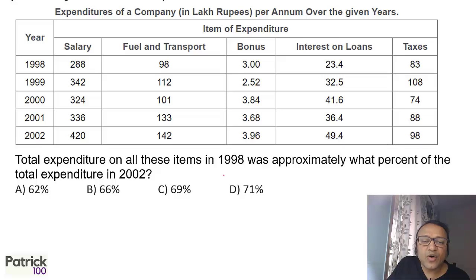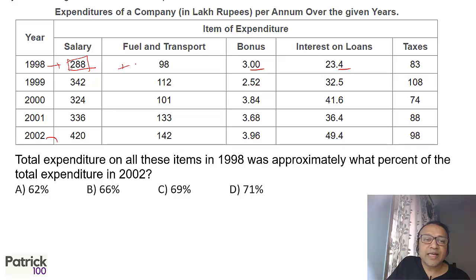Next, total expenditure of all these items in 1998 was approximately what percent of total expenditure in 2002? 1998 and 2002. I'll ignore the places after points. If I want, I'll take them afterwards. I'm taking all the 3 digits purely because the number of digits are only 2, 2 and 1. Only in one place there are 3 digits.